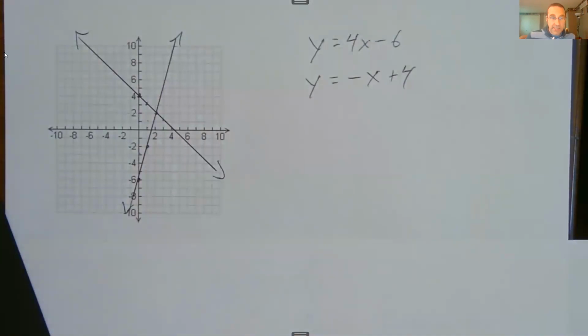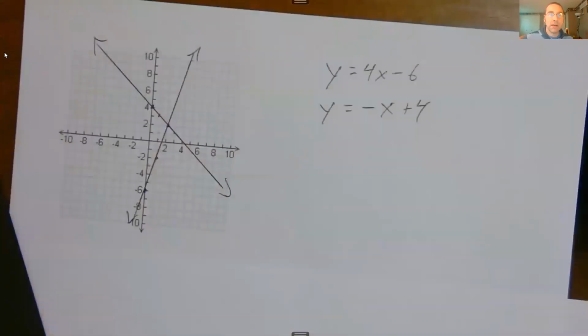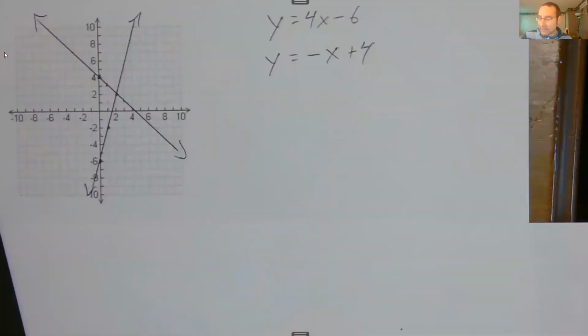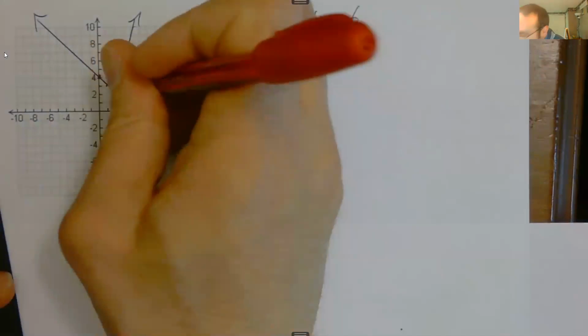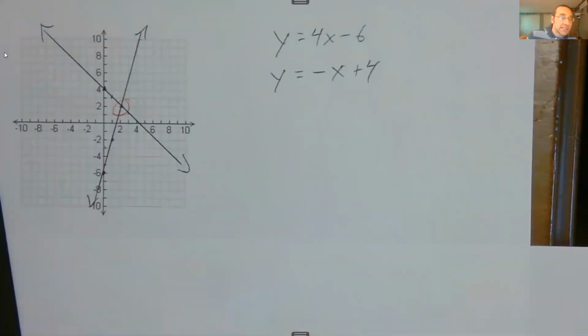So when I have a system, I'm asking, are there any points? Maybe there's 0, maybe there's 1, maybe there's 2 or 5 or an infinite number. Are there any points that make both of these true at the same time? And graphically, we can see that there is. It's right here. It's that one point that is on both lines. In this case, it looks like it's the point (2, 2).